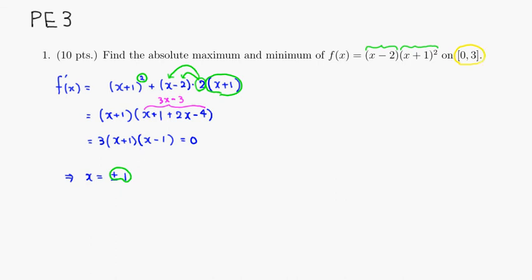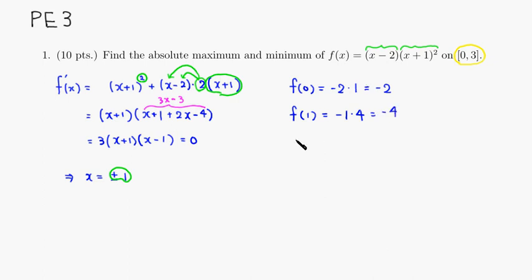So there are 3 possible places we have to look at, and the first one is the left endpoint, which is 0. So let's plug it in. If you plug in 0, 0 minus 2 is negative 2, times 0 plus 1 squared, which is 1. So the value is negative 2. Then the next possible place is the critical number 1. If you plug in 1, you have 1 minus 2, which is negative 1, times 1 plus 1 squared, so 2 squared, 4. So you get negative 4.